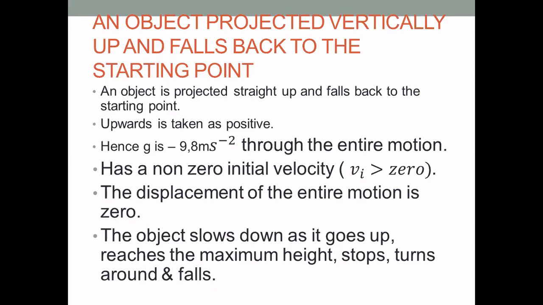The object slows down as it goes up simply because it is moving against gravity. Then it reaches the maximum height. It stops at the maximum height, it turns around, then it starts falling.